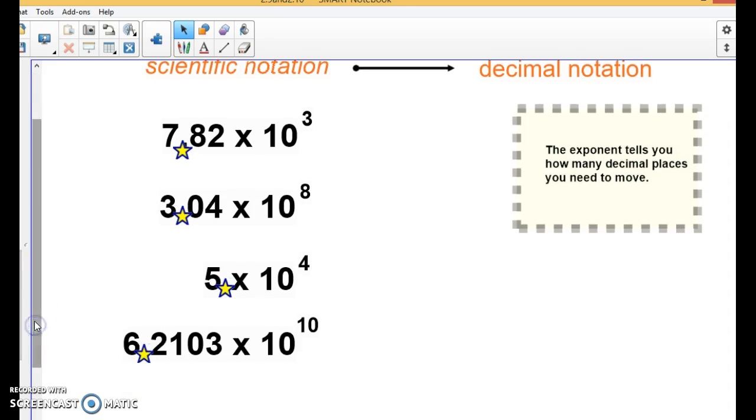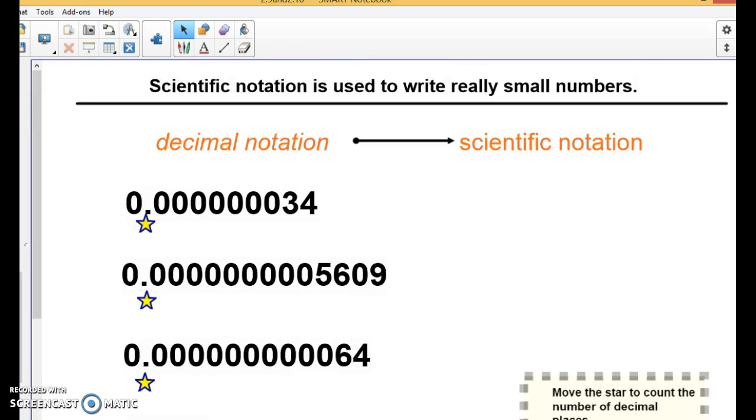And then here's just some more examples. So 7.82, I'd move the decimal over 3 spots since it's a positive 3. So 3 spots to the right, so 1, 2, 3. So 7.82 times 10 to the third would become 7,820. And then we would keep going on with these, and then it has the opposite effect with these negative numbers.